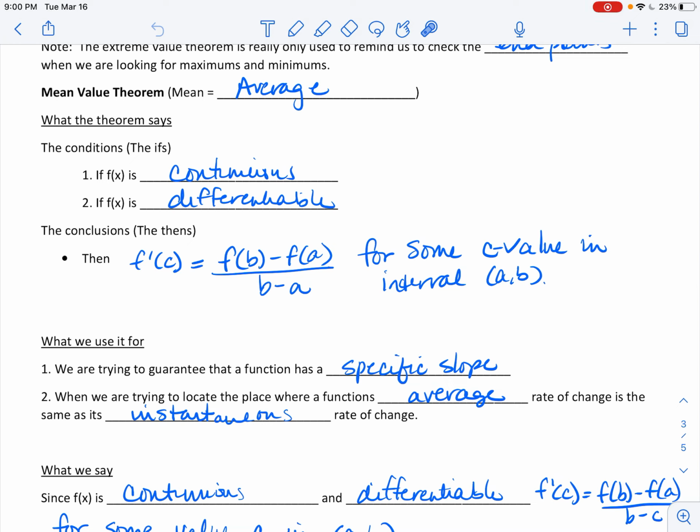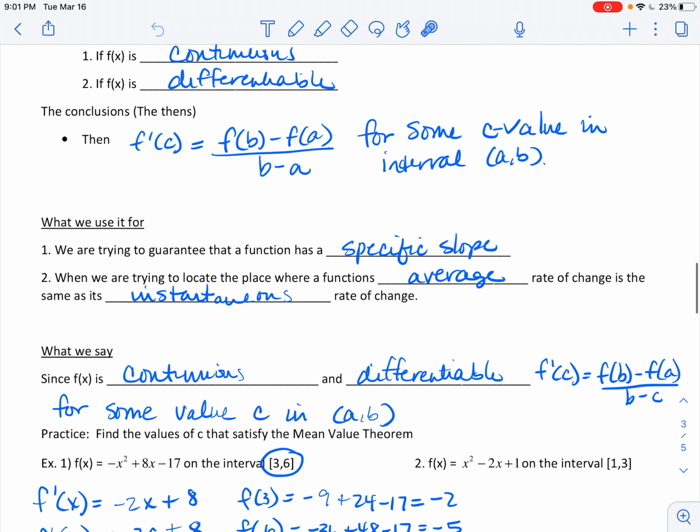Mean, and we want to think about average. What the theorem says, the conditions: if f of x is continuous and differentiable, then the instantaneous rate of change is equal to the average rate of change for some c value in the interval from a to b. What do we use it for? When we are trying to guarantee a function has a specific slope, and when we're trying to locate the place where a function's average rate of change is the same as its instantaneous rate of change.